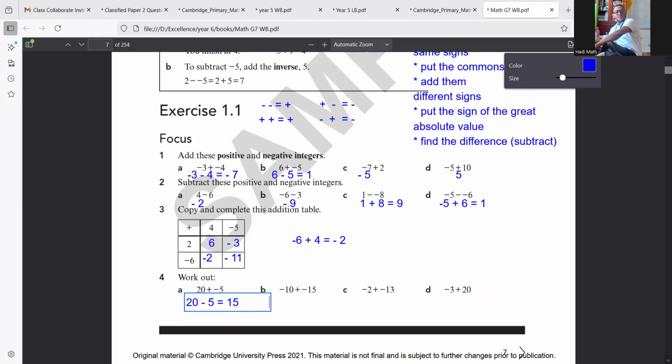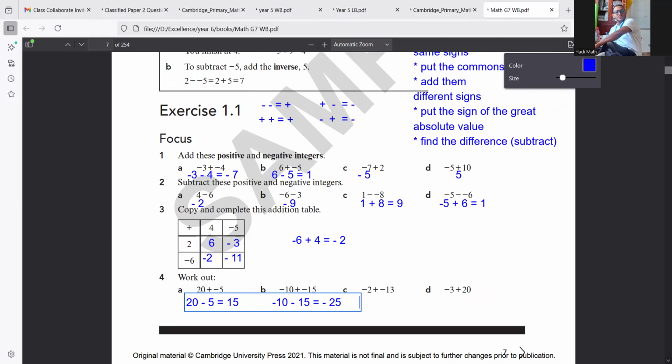This one, negative 10, as it is, plus minus, you change them to one sign, which is minus, then 15. Then the two numbers, 10 is negative, 15 is negative. You put the negative sign and you add them to give you 25.